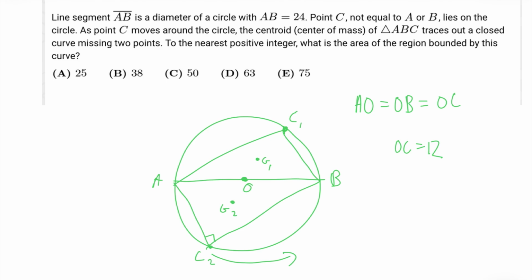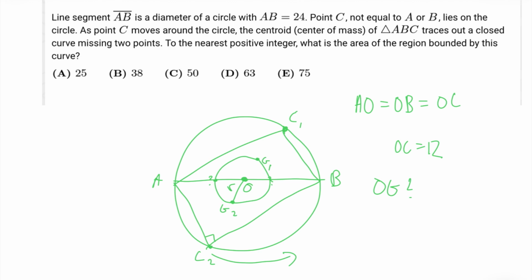So essentially what we want to do is find what OG is. Because this is a circle, it traces out a closed curve missing 2 points. So technically these would be the two missing points that we don't know. And we want to find the area of this curve. So if we find out what OG is, that is the radius, and then we can just use pi r squared to find out the area.